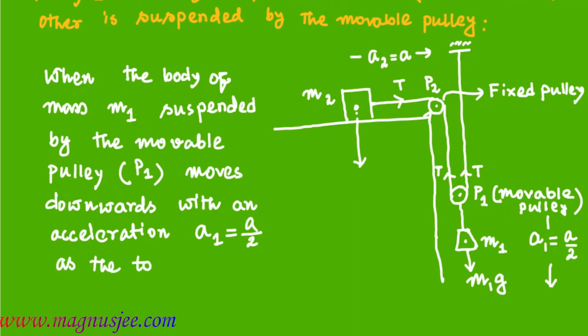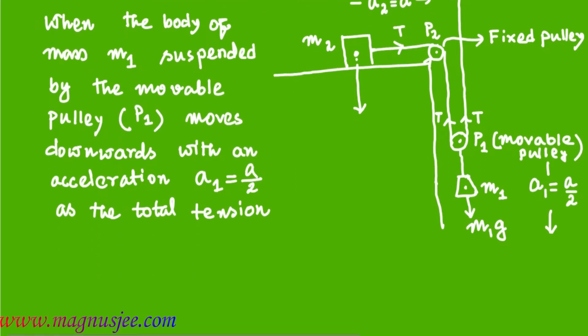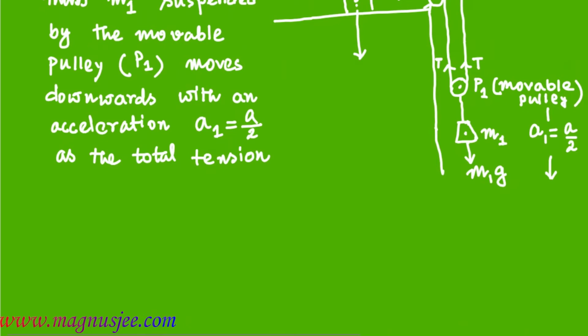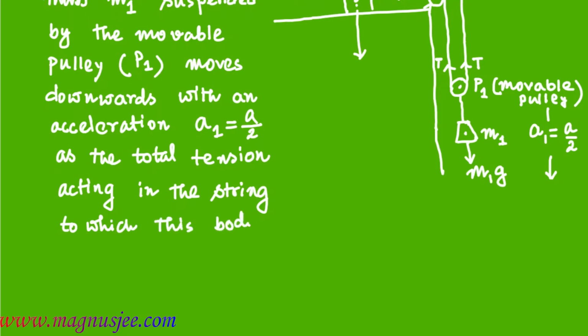As the total tension acting in the string to which the body of mass M1 is connected is T plus T, that means 2T.